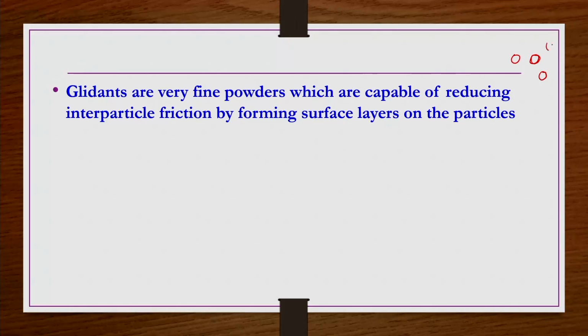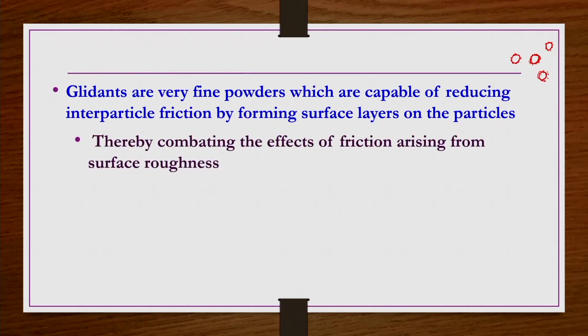So these glidants form a kind of layer around the surface of the particle, right. What happens is that whatever interparticle friction is there between the particles will be reduced because of this interfering layer formed by the glidants. So that is the purpose of using a glidant, so that the interparticle friction may be reduced by forming a layer along the surface of the particles, right.